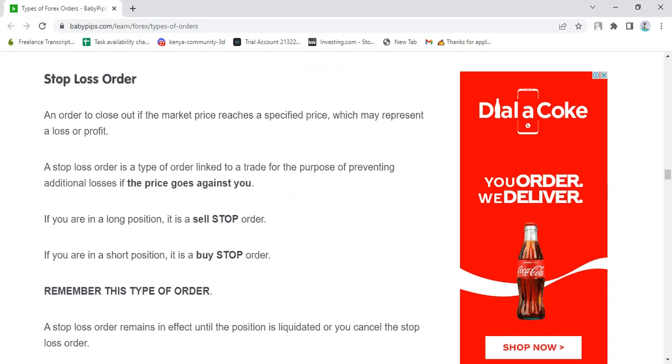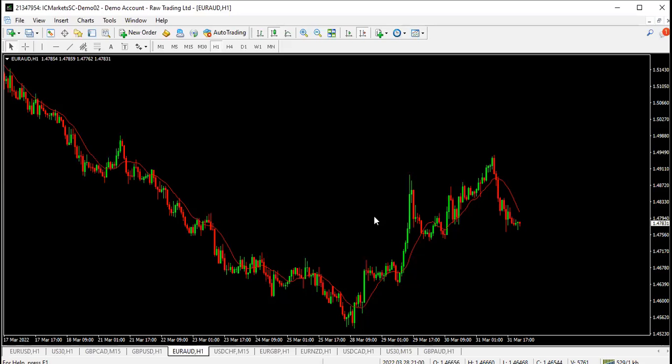So let me share my screen. This is the MetaTrader 4. If you have not checked my previous video on how to use MetaTrader 4, please go and subscribe to my YouTube channel, DTech Forex Imperial, and watch it. At least it will help you to use these pending orders. So let me show you how we're going to use those orders.